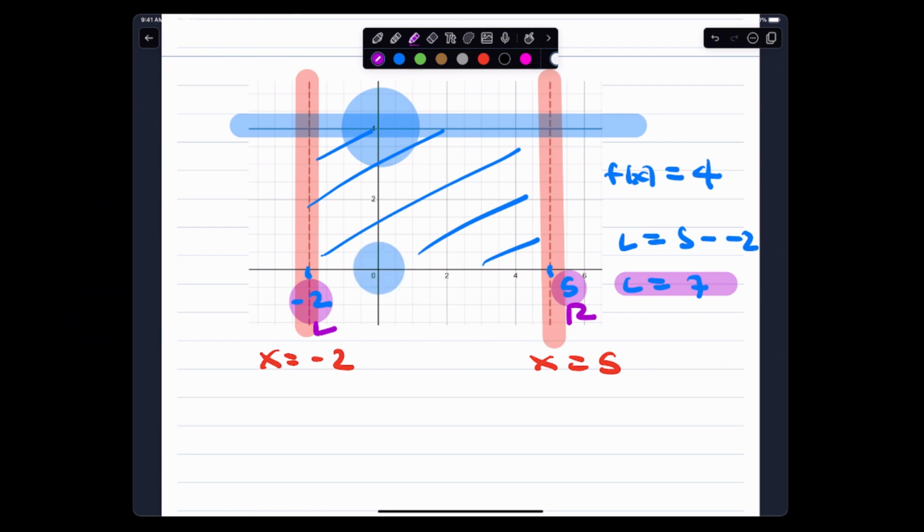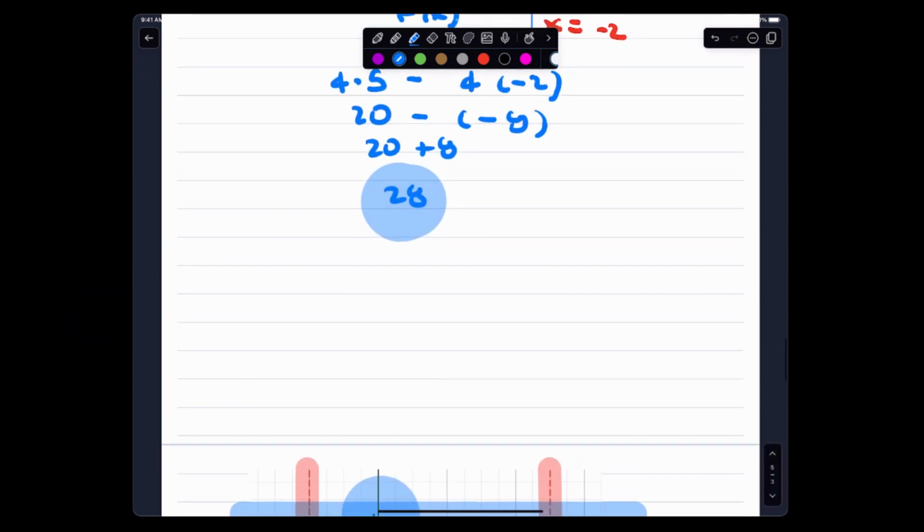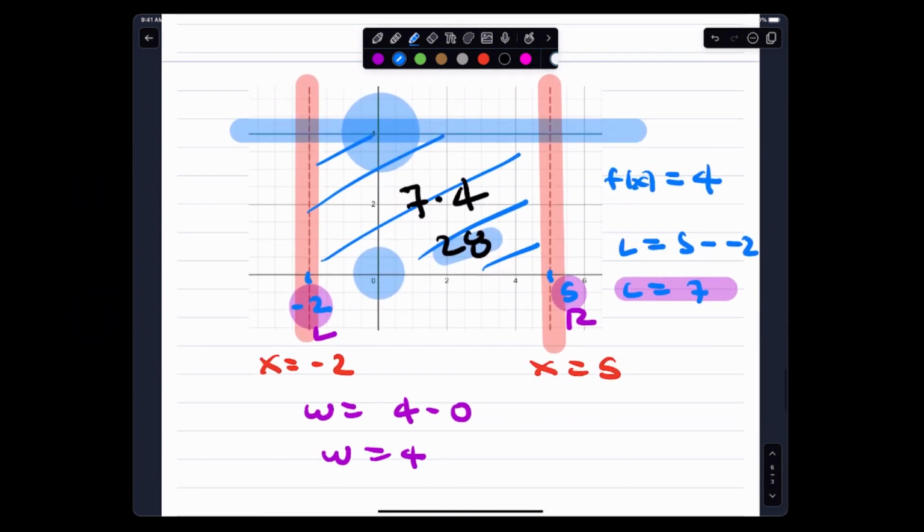So also, this is going to be what? 4, by the way, and 0. So your width. 4 minus 0 is what? 4. Isn't it true? 7 times 4 is what? 28? You guys okay with this? And that's what we did. This is what you can do from geometry for some questions, not every question.